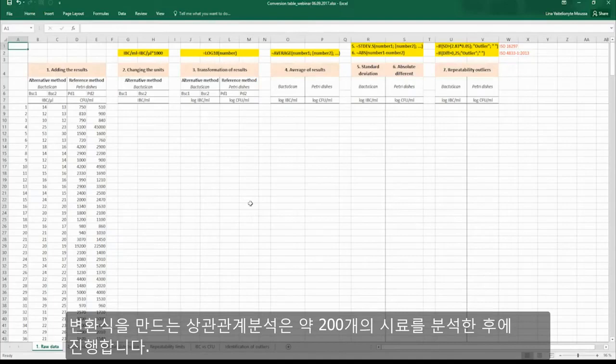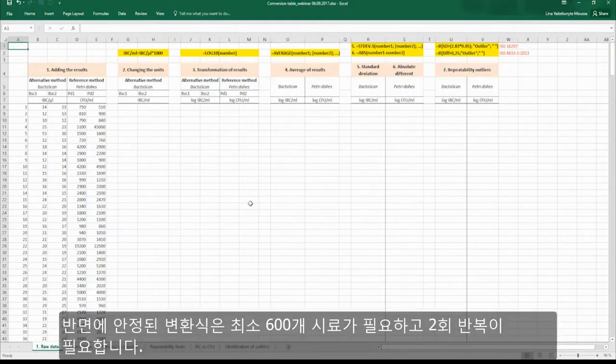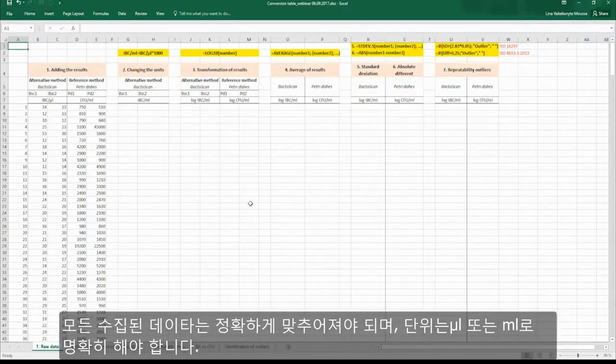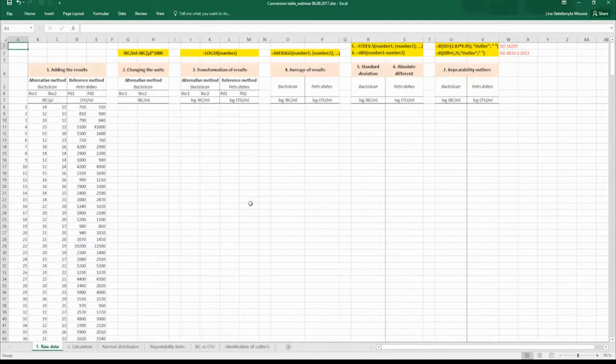Initial evaluation of the data can be done after 200 samples, whereas for a robust conversion table, at least 600 samples in duplicates have to be analyzed. All collected data must be paired correctly and the units per microliter or milliliter must be noticed.